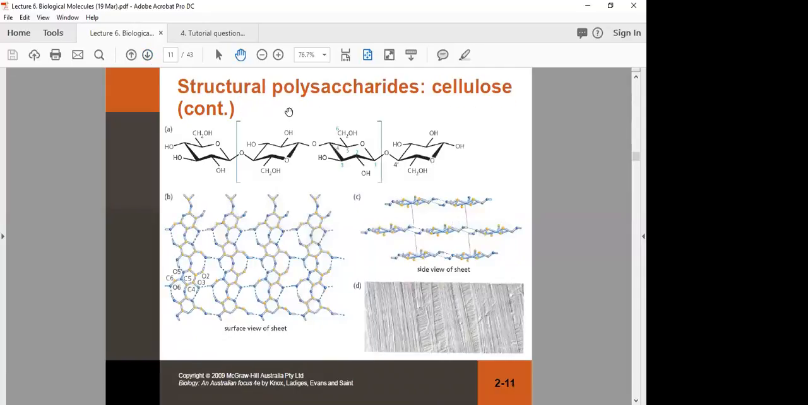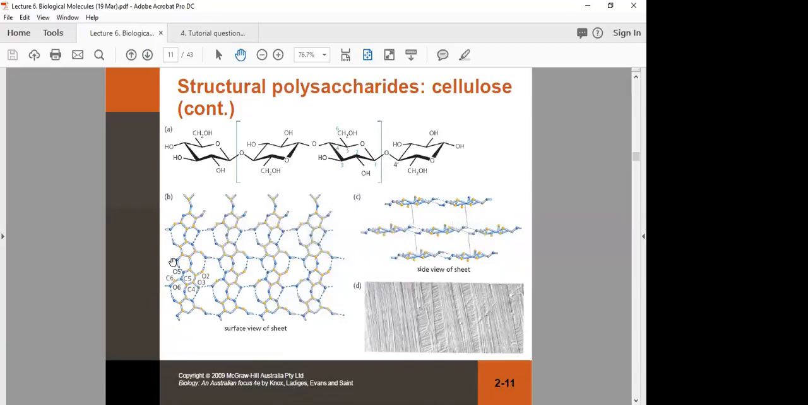All right, let's look at the chemistry of cellulose. So as we said, cellulose consists of many monosaccharides joined together. The monosaccharide is glucose. Here we have one glucose, and that's bonded to another glucose, and so on and so on.